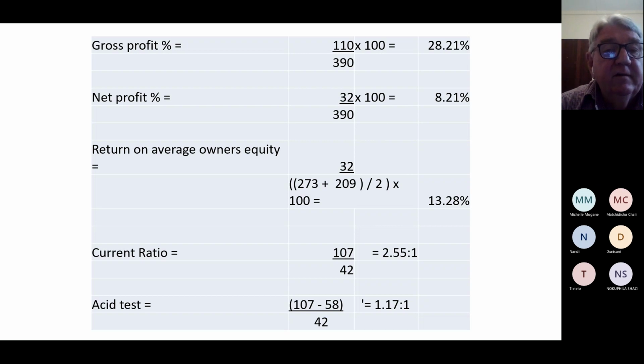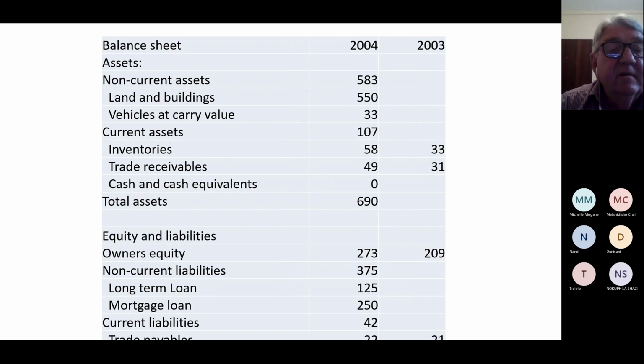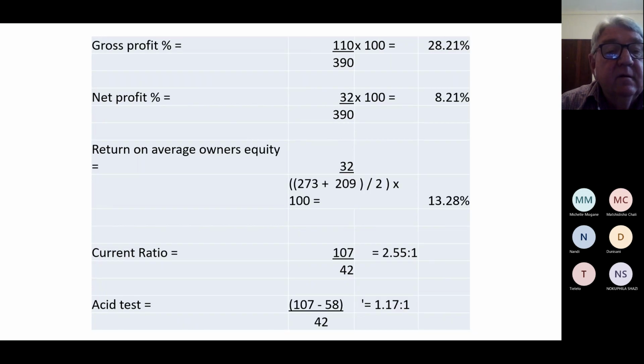If we then go to our asset test or quick ratio, which is my current assets minus my inventory, let's go to my balance sheet. There's my current assets, 107. There's my inventory, 58. So 107 minus 58, divided by 42, the current liabilities, gives 1.1721. So yes, in terms of the asset test, this company will still be able to cover its liabilities if it should stop trading.